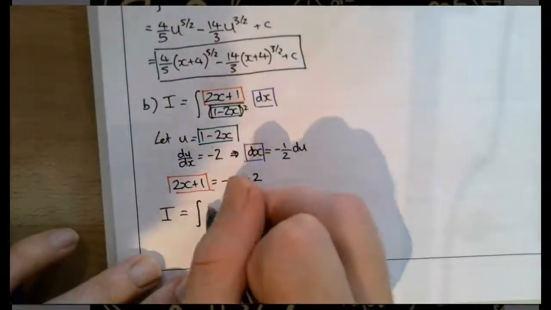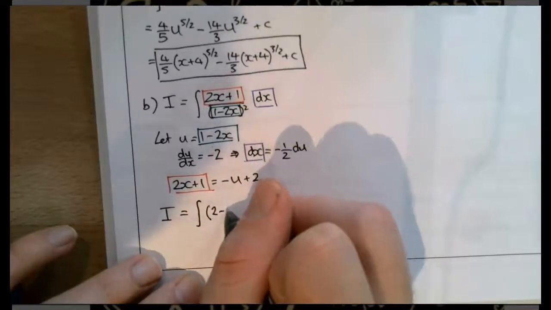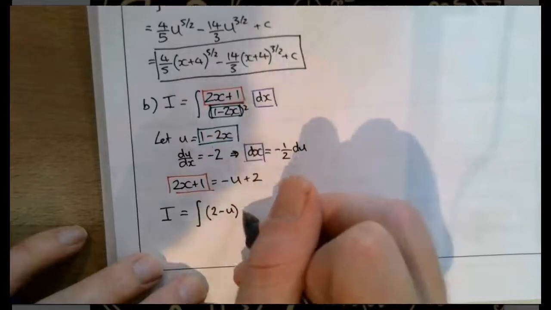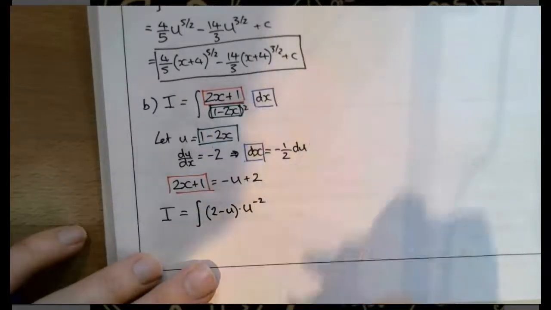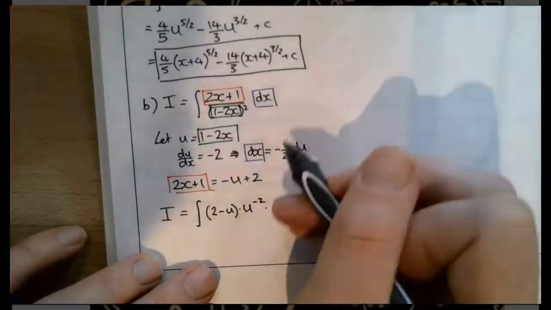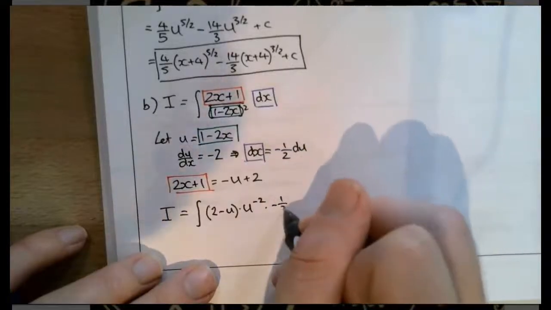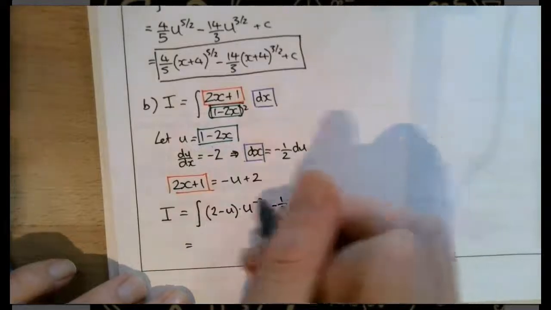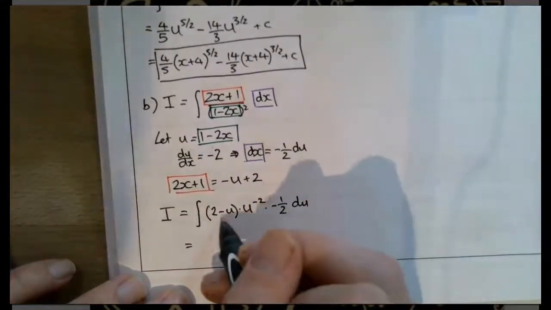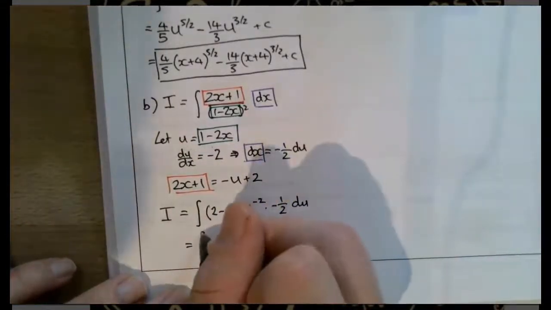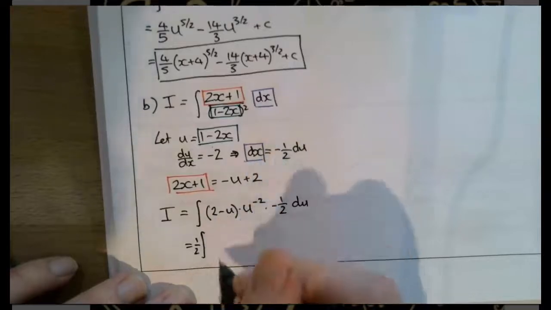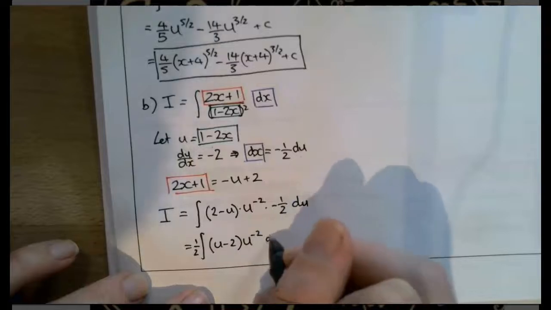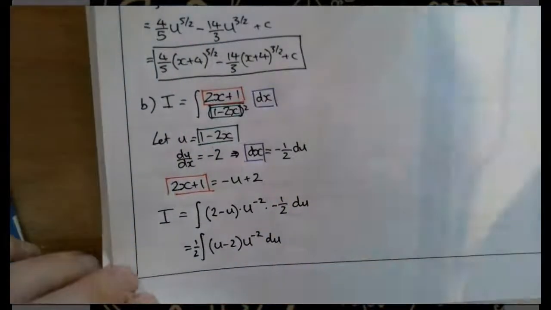I have 2x plus 1, which is minus u plus 2. I'm going to write that as 2 minus u. 1 minus 2x to the power minus 2. That's now u to the power minus 2. And I have dx, which is now minus a half du. I clean all of this up a little bit. I bring the half out front. I change the minus sign inside my brackets here. This is going to give me a half of u minus 2 times u to the power minus 2 du.